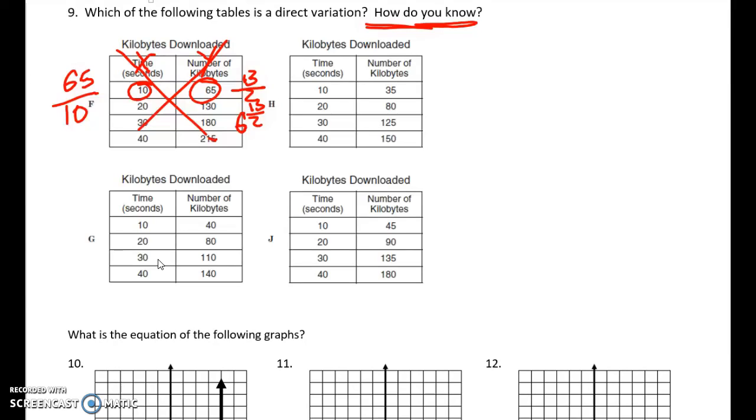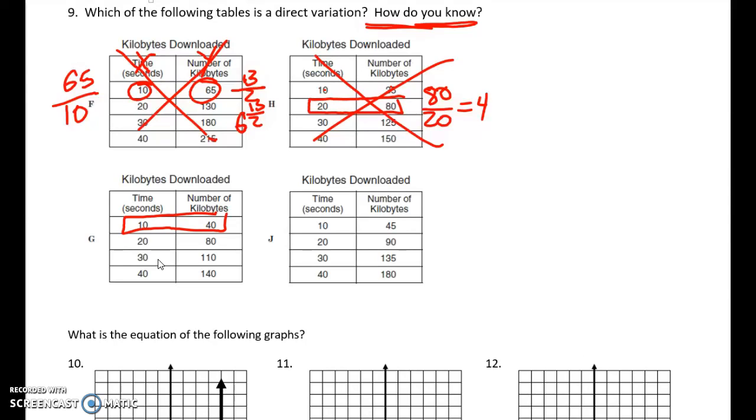Check it again for each one. We just need to check y over x and y over x. Kind of a shortcut. For this table here, I see that this y over x is 80 over 20. That's an easy one because I know that that's 4. All of them have to be 4 if that is a direct variation. 35 over 10 is not 4. So, not a direct variation.